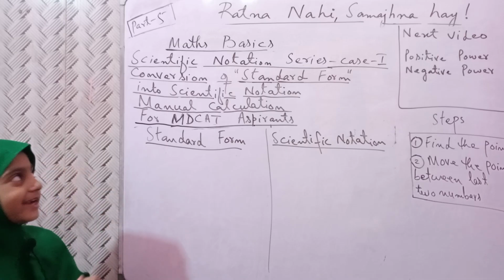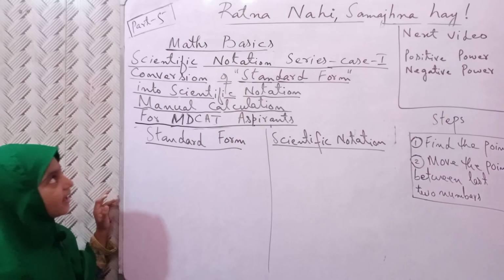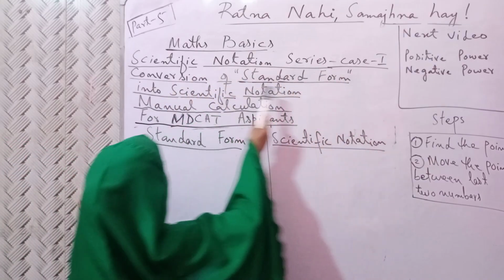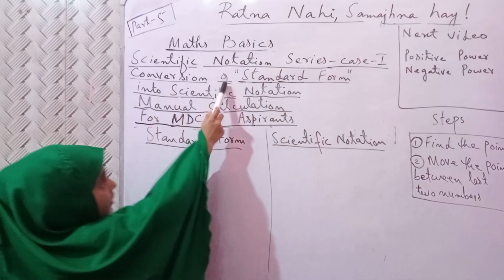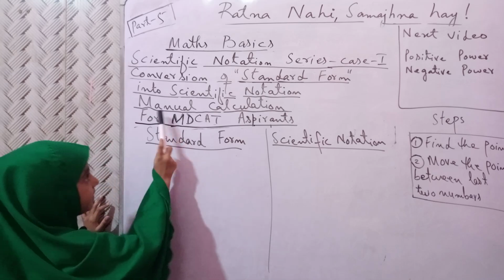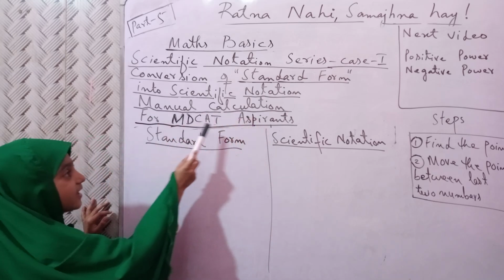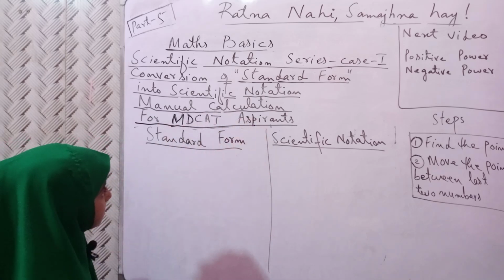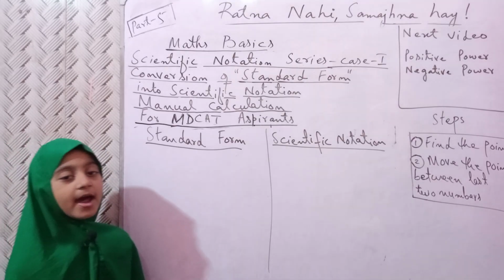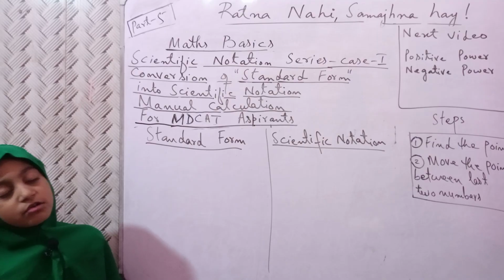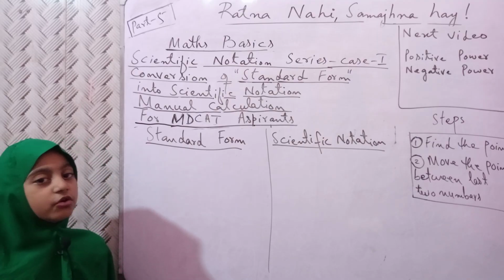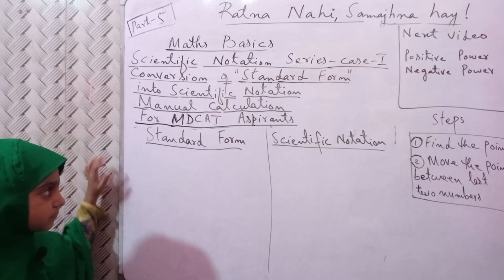Today we are going to learn Maths Basics. In Maths Basics, we will see Scientific Notation Series Case 1, Conversion of Standard Form into Scientific Notation, Manual Calculation for MDCAT aspirants. My dear MDCAT aspirants, I know in your MDCAT test you will not be allowed to use a calculator. That's why I will teach you how to do manual calculation.